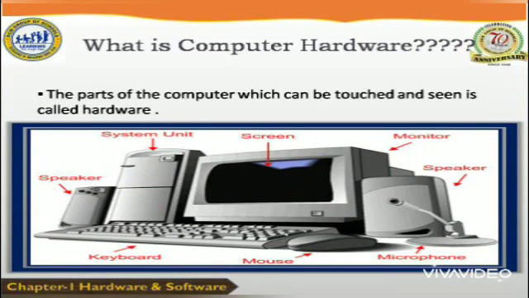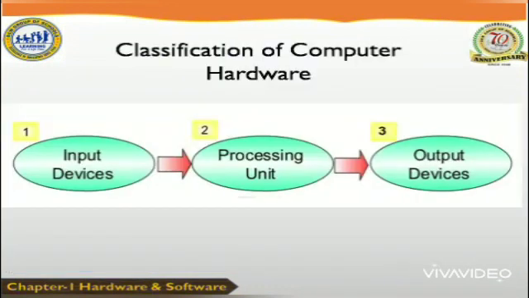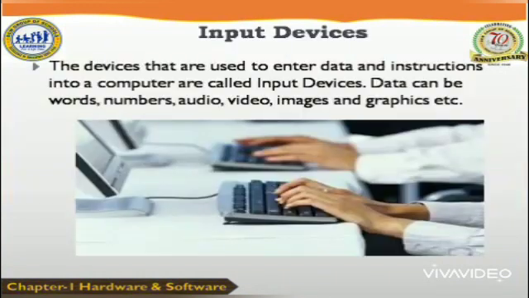Hardware are those parts of a computer which can be touched and seen. As you can see in the picture given below, mouse, monitor, keyboard, all are the different examples of computer hardware. Next, we'll head towards classification of computer hardware. The computer hardware is classified into three parts. First is input devices, second, processing devices, and third, output devices.